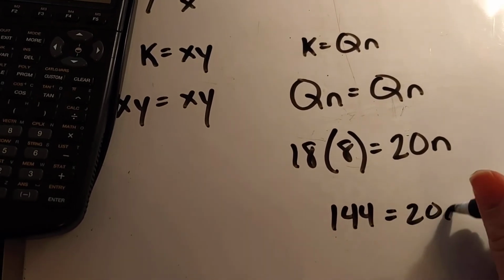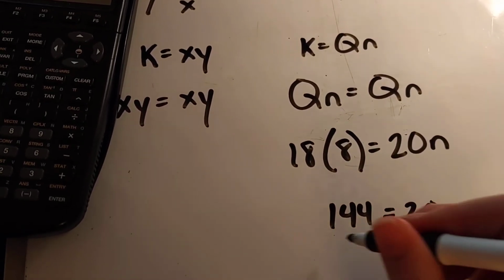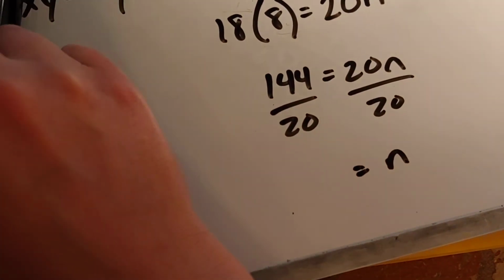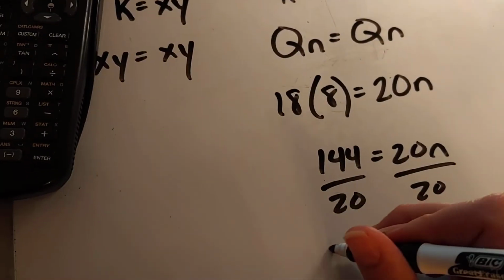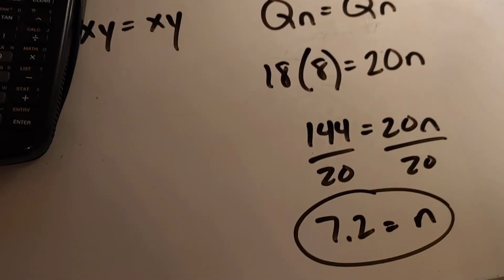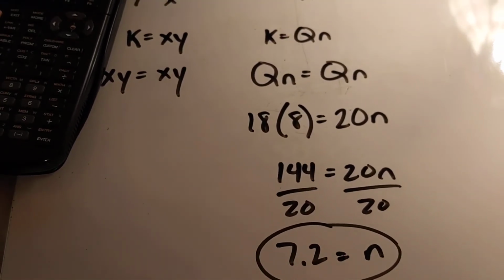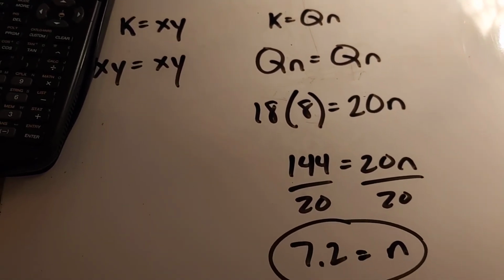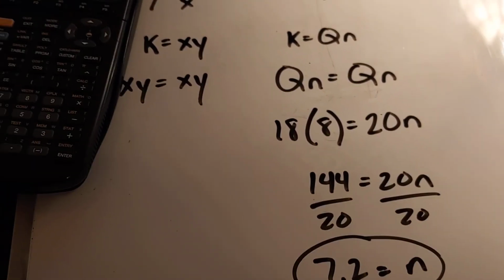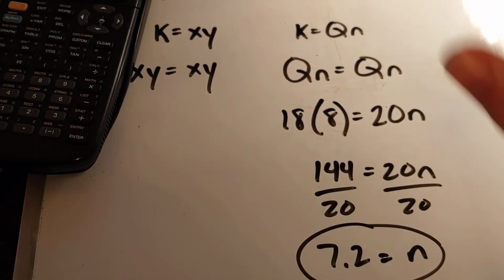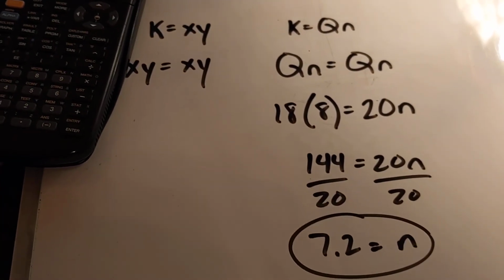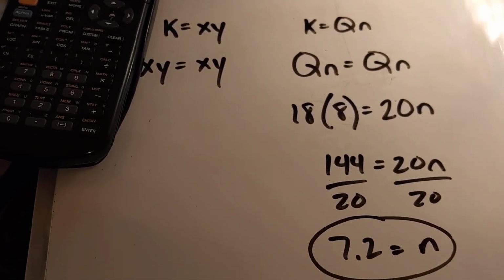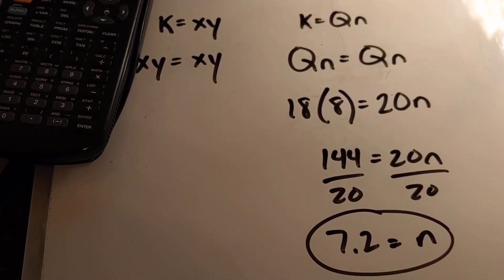144 equals 20n. Divide by 20, divide by 20. N equals 7.2. There you have it. It's kind of a cool, quick way to do the problem. Now I know, again, just like before, I didn't find the constant of variation. I kind of did, if you can tell it's the 144, but I didn't exactly directly find it. I just went right to using the method by isolating k, substituting, going right to find my new value.